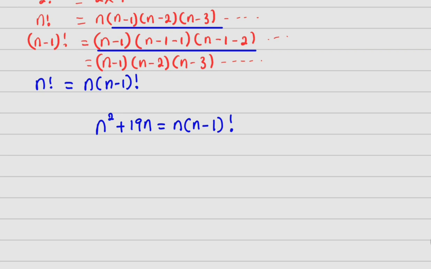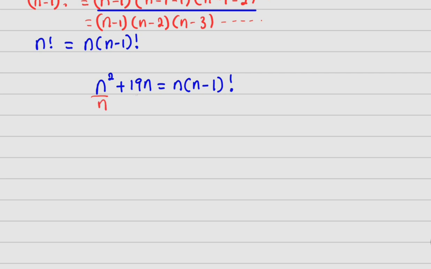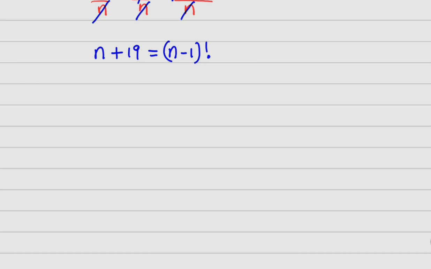Now having this, I have n that is common, so I will now divide through by n. If I divide through by n, this is going to be over n, then over n. So this will cancel, and this goes while this goes. So at the end of the day, I'm going to have n plus 19 is equal to n minus 1 factorial. Now, since I have this expression and I actually want to get my n, why not let n minus 1 be equal to x. It therefore means that n is equal to x plus 1.